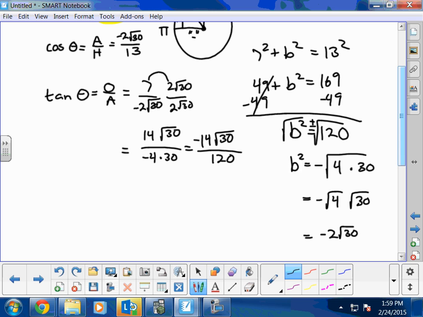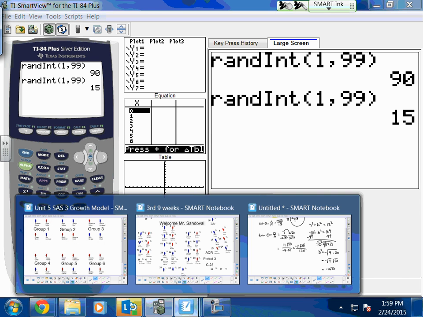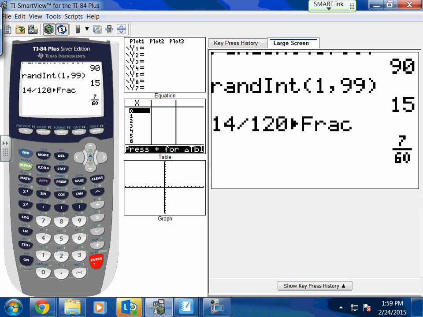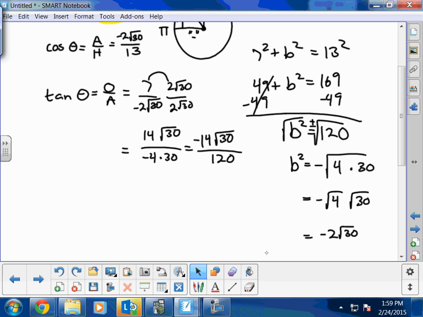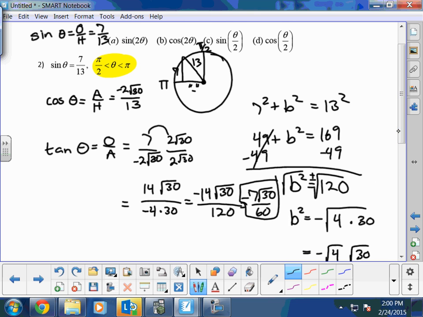I have my calculator right here. Let's find out what it is. 14 divided by 120, Math Frac, gives 7 over 60. So you can reduce this to negative 7 square root of 30 over 60. All right, and this is really what you're going to be looking at when you're applying tangent. I have cosine, and also I have sine.